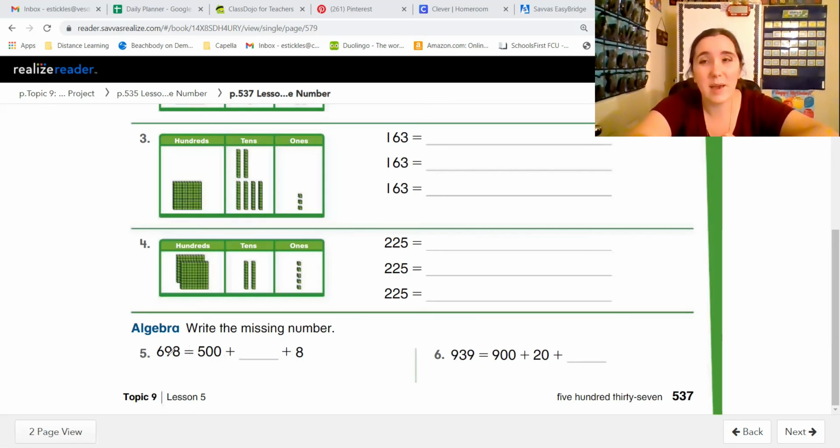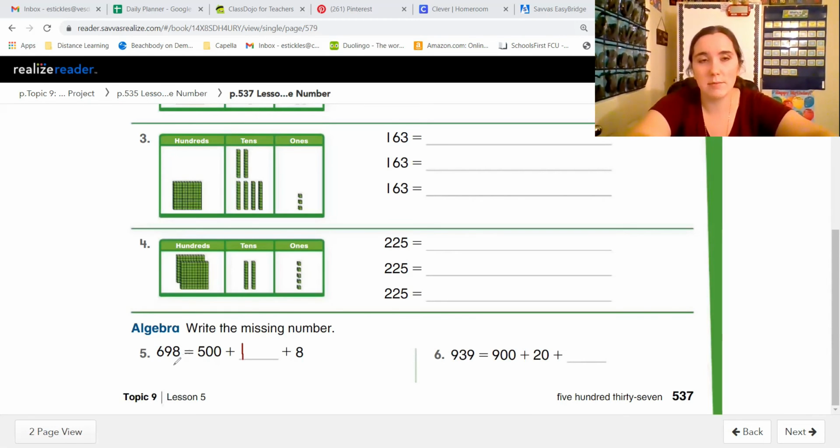So I know that I'm going to need at least 100 because I'm only at 500 right now. So I could say it's 100. I'm just going to draw a 1 here for my 100 place. So 100 plus 500 is 600 plus 8. So right now I'm at 608 and I need to get to 698.